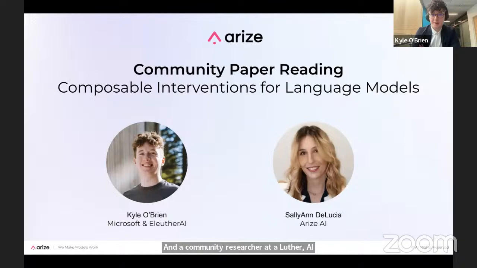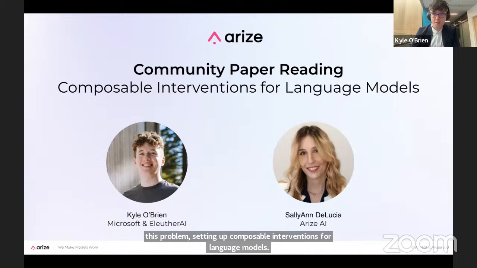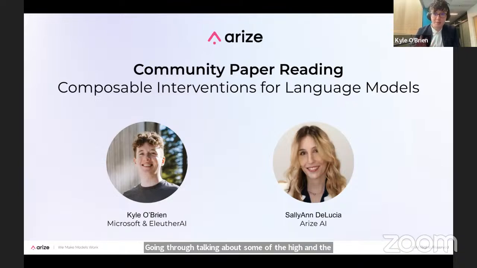I'm going to be talking today about this research direction that some collaborators and I recently proposed and wrote a paper on, discussing this problem setting of composable interventions for language models. We're going to go through some of the high-level insights from our paper, trying to have as few tables in the slides as possible, but we're only really going to be scratching the surface. So I recommend, if folks want a good primer on this work, to check out the Twitter thread that I wrote, and then if that piques your interest, jump into the paper itself.